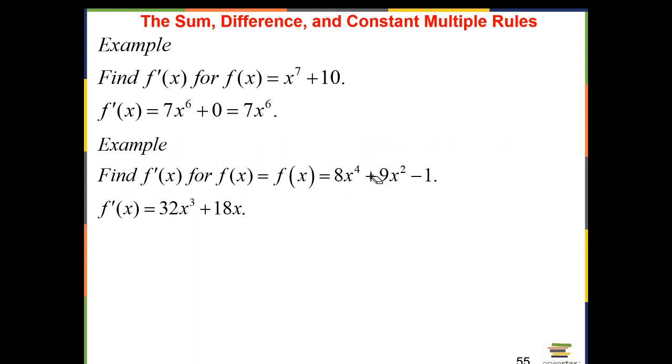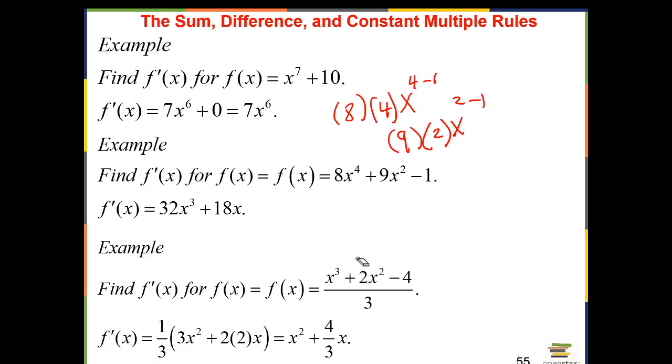What's the derivative of 8x to the 4th plus 9x squared minus 1? Well, now we have a coefficient already. We keep the coefficient. And we say, okay, 4 comes to the front. That's another coefficient. And then 4 minus 1, which is 3, right? So that would be 32x to the 3rd. Plus, again, we keep the 9. Then we put the 2 before it or after, it doesn't matter. And x to 2 minus 1, which is what? 18x.